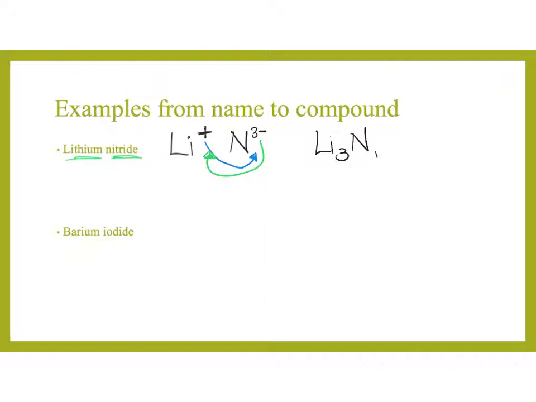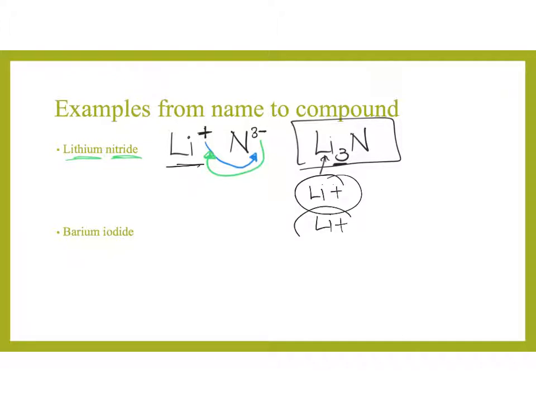I don't actually write in a 1 here because that looks funny. And I just want to show you why we actually get that. So this 3, when it looks like this now, actually tells me that I have 3 of these lithiums, right? And we said that each of the lithiums was 1 positive. So here's 1 lithium, here's another lithium, here's another lithium.